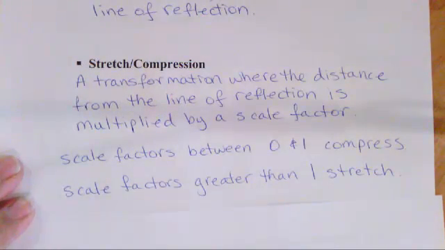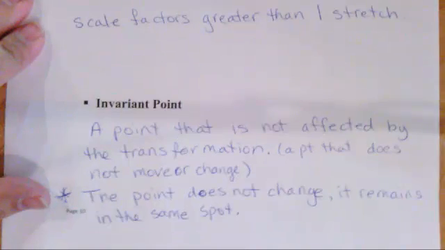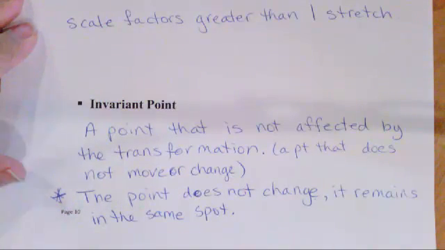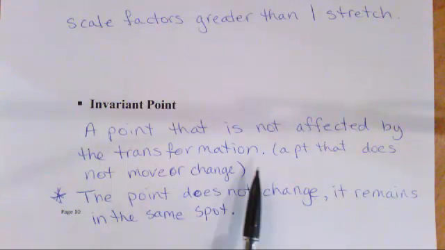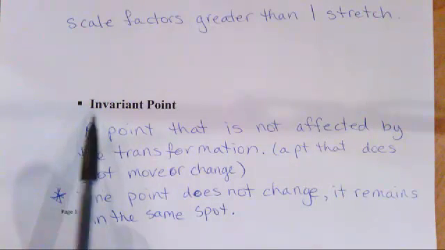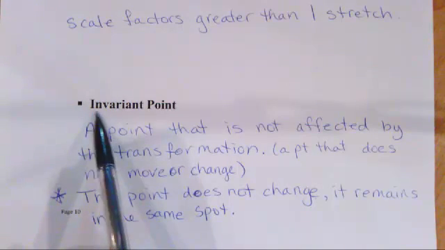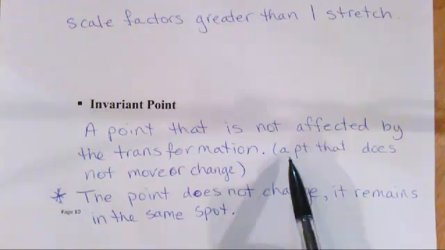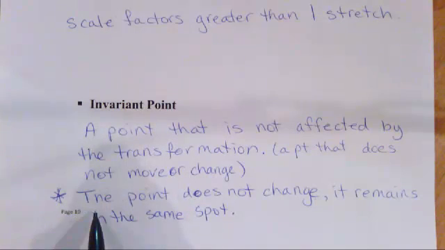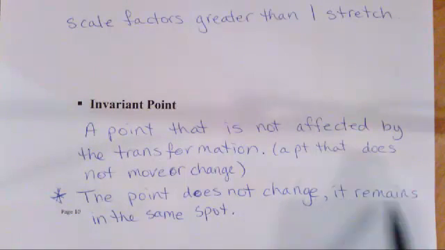All right, and an invariant point is something that's going to be important to us. It's a point that is not affected by the transformation. If you look at the word invariant, vary means change and in is kind of a negative of it, right? So it does not change. A point that does not move or change, it remains in the same spot. So wherever it was on the original graph, that's where it's going to be after the transformation.